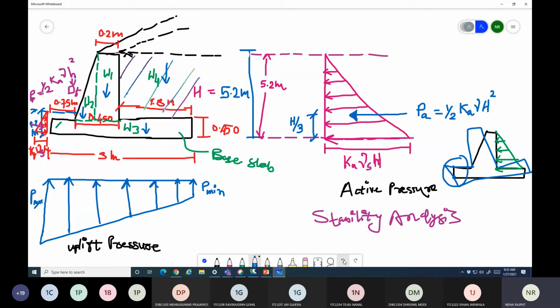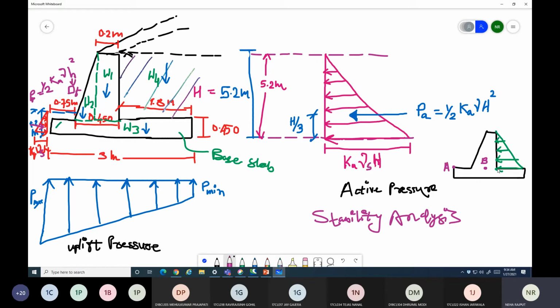There are 4 points you need to remember for this gravity retaining wall design. The very first is this point, and I am denoting this point as A point, where you will find all the forces and all the moments at A point for the stability analysis. Then for the stem design, you will find the moment at this B point. This is at B point.